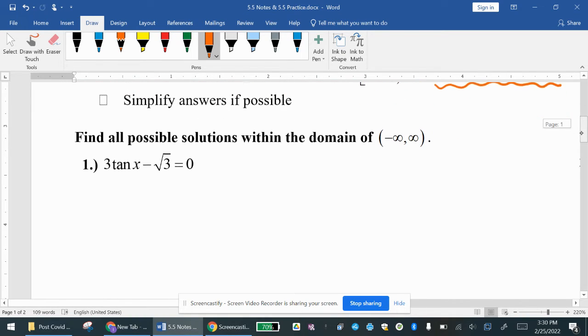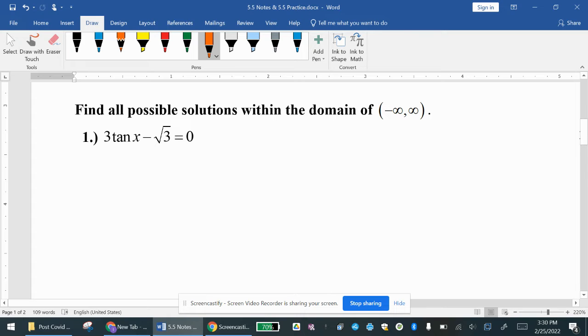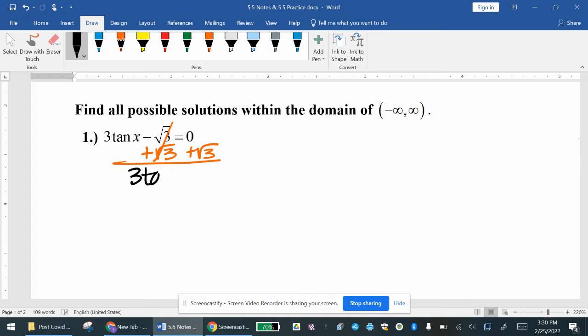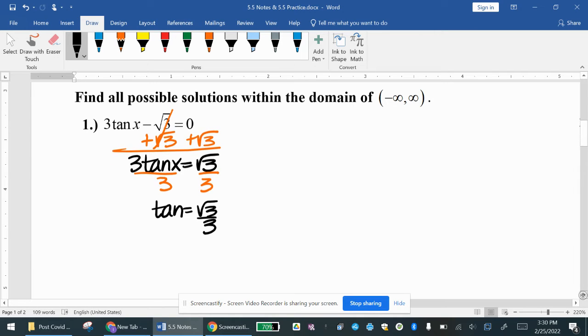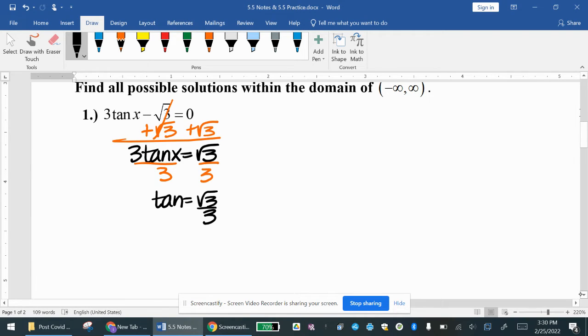The first example is a linear equation. I would use SADMAP for this. So I would add the root 3. Divide by 3. You get tangent of x equals root 3 over 3. So the next thing you want to ask yourself is what angle has opposite over adjacent that would give me root 3 over 3?